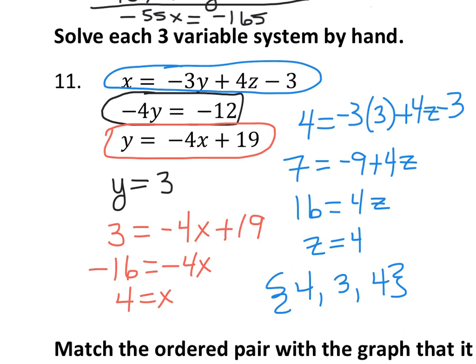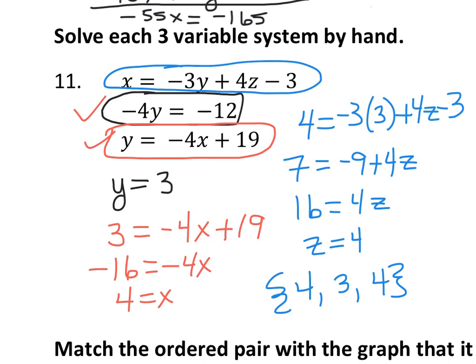Now remember what I said: check and make sure that your solutions work. So I just want to double check it. So 3 equals -4 times 4, which is -16, plus 9 is -7... -16 plus 9 is 3. So that one checks. -4 times 3 is -12. That one checks.